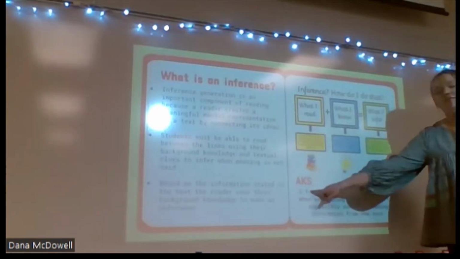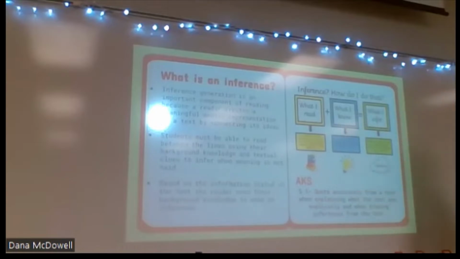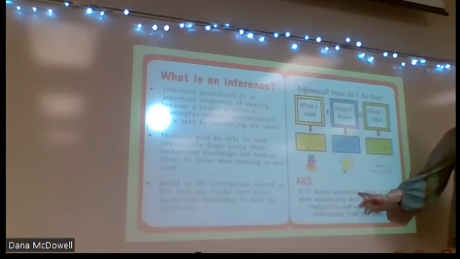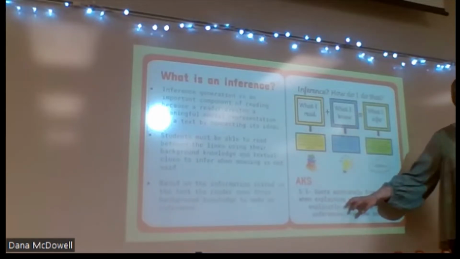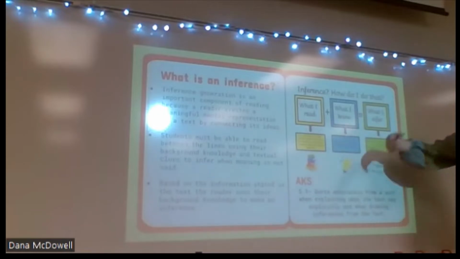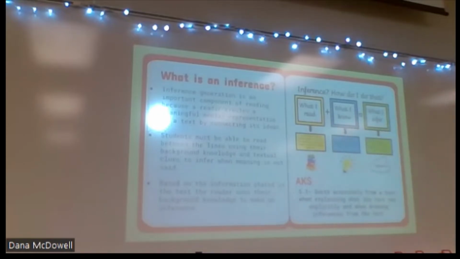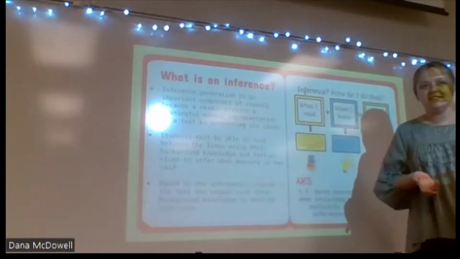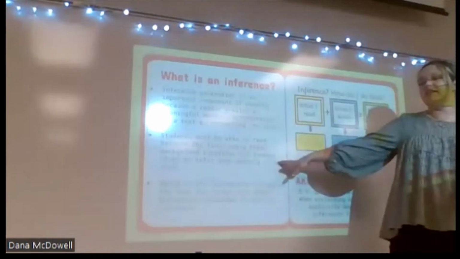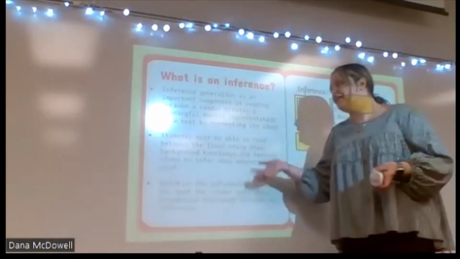I want to go back to that first standard, and it says quoting accurately from a text when explicitly saying what the text explicitly says and drawing inferences from the text. So it is expected for our students to draw inferences and use evidence to help them draw those inferences. Inference generation is an important component of reading because a reader creates meaningful mental representations of the text by connecting to its ideas.